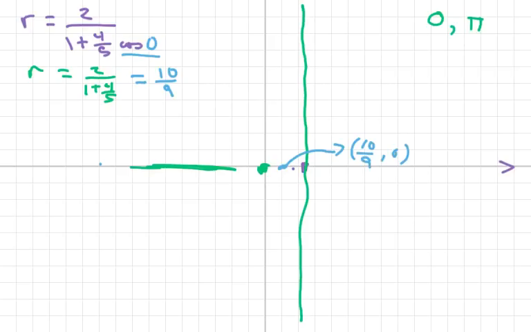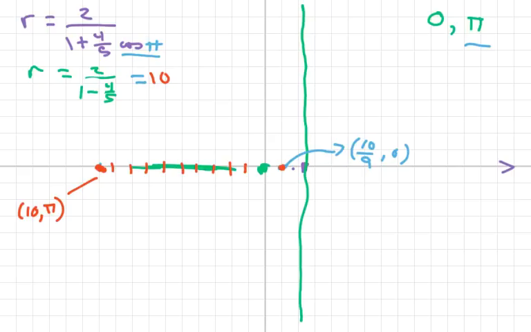Now on the other end we're going to use pi, and we know that cosine of pi is -1. So I'm just going to change this to a minus. So it'll be 1 minus 4/5, and that's going to give you 10. So I'm going to go out 10 here. So here are our vertices. This would be 10 comma pi.